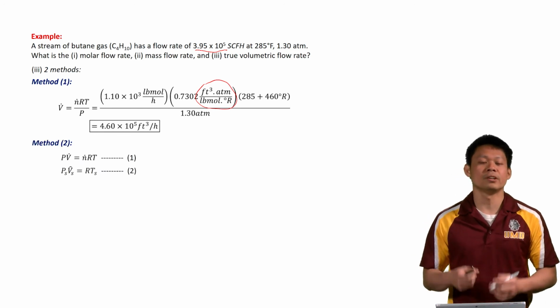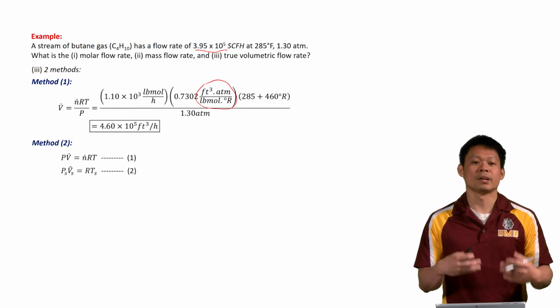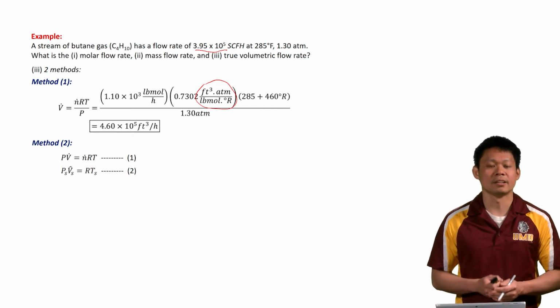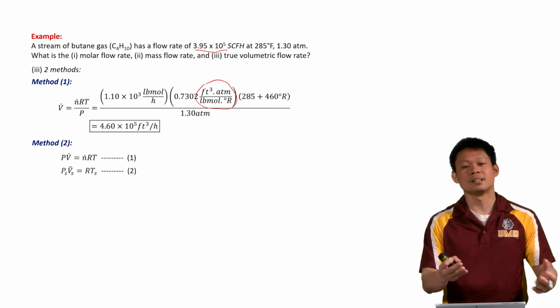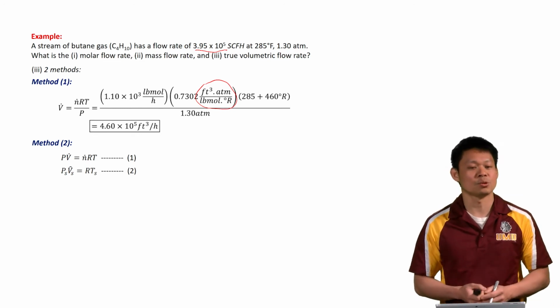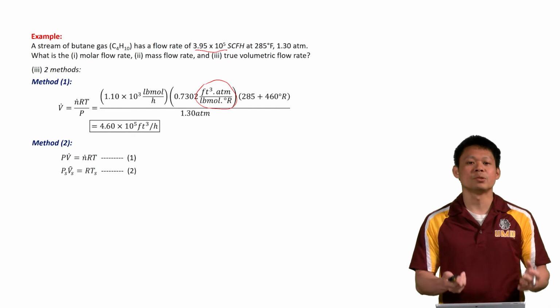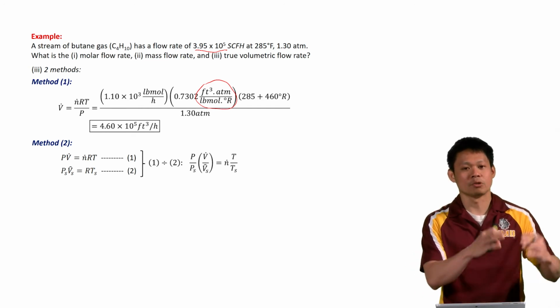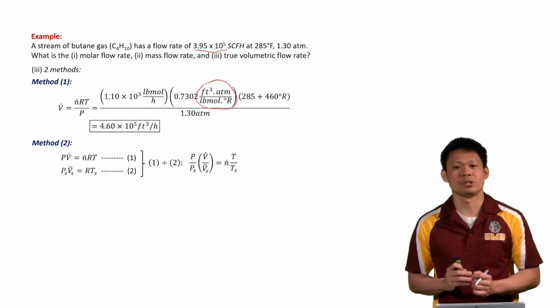In the second method, what you're going to do is use what I call the ratio method. Equation 1 is simply our ideal gas equation. Equation 2 is also our ideal gas equation, but at standard conditions, and now using the V hat S, which we know the value of. I'm going to divide 1 by 2. So now what I get is a ratio of pressures and a ratio of temperatures.